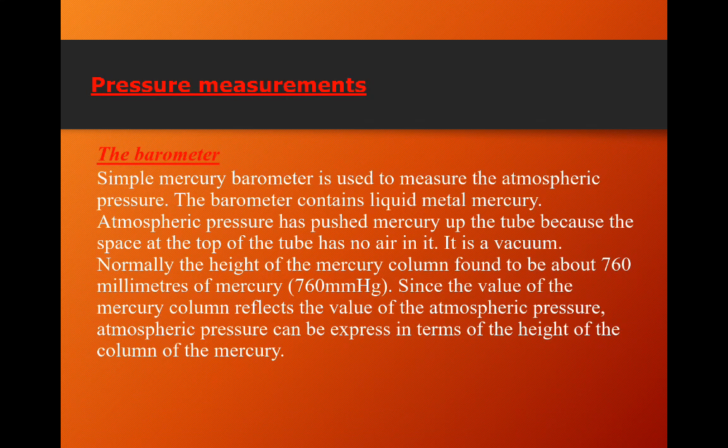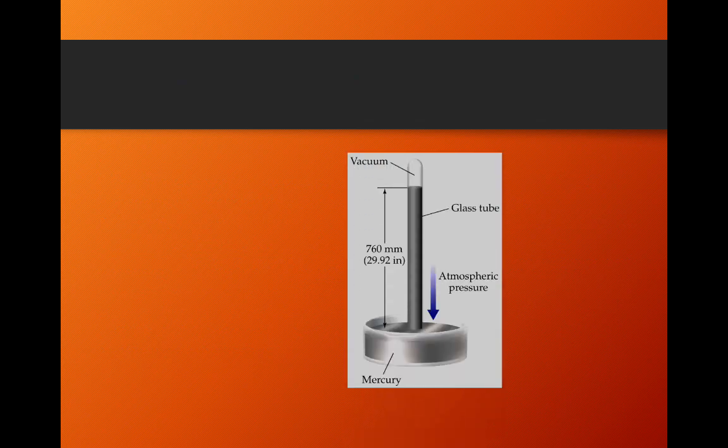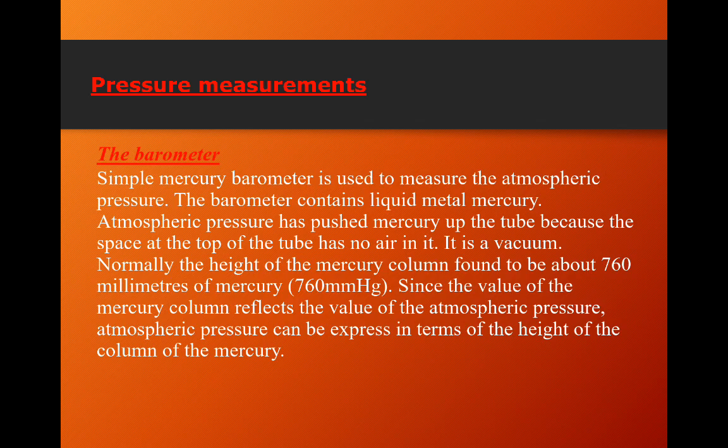Pressure measurements. This is a barometer. A simple mercury barometer is used to measure the atmospheric pressure. The barometer contains liquid metal mercury. Atmospheric pressure has pushed mercury up the tube because the space at the top of the tube has no air in it. It is a vacuum.